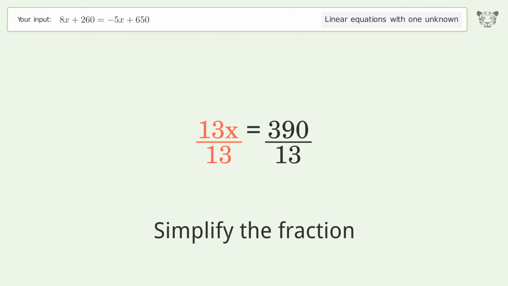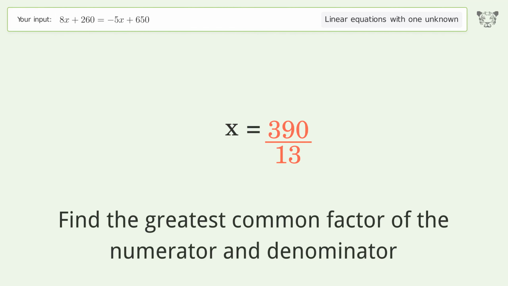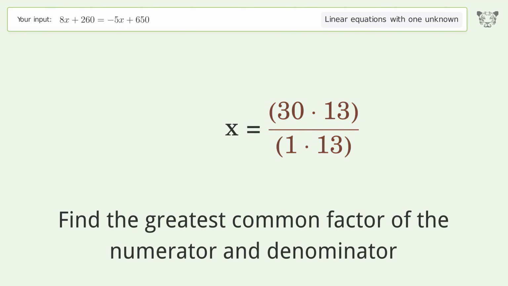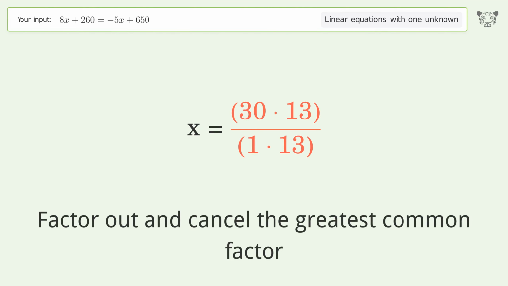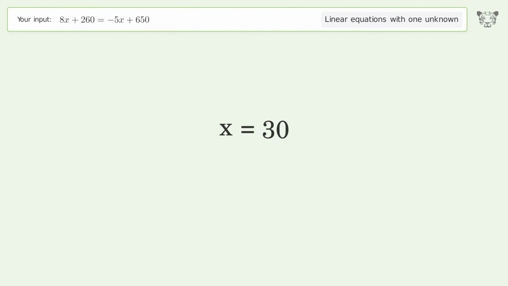Simplify the fraction. Find the greatest common factor of the numerator and denominator. Factor out and cancel the greatest common factor. And so the final result is x equals 30.